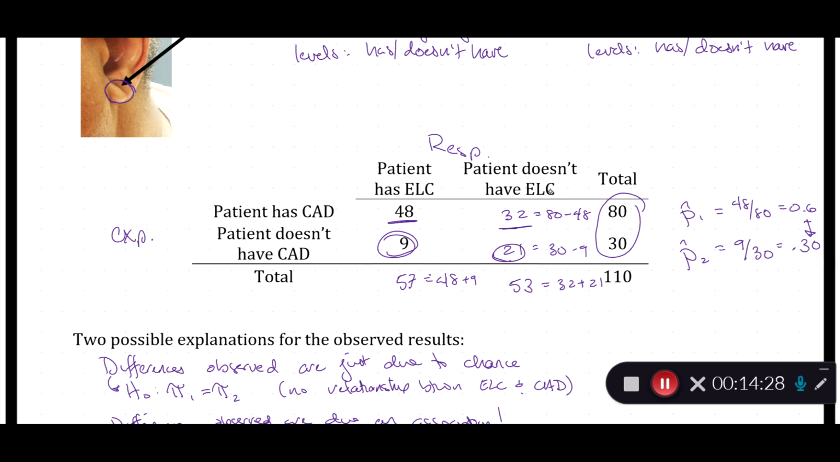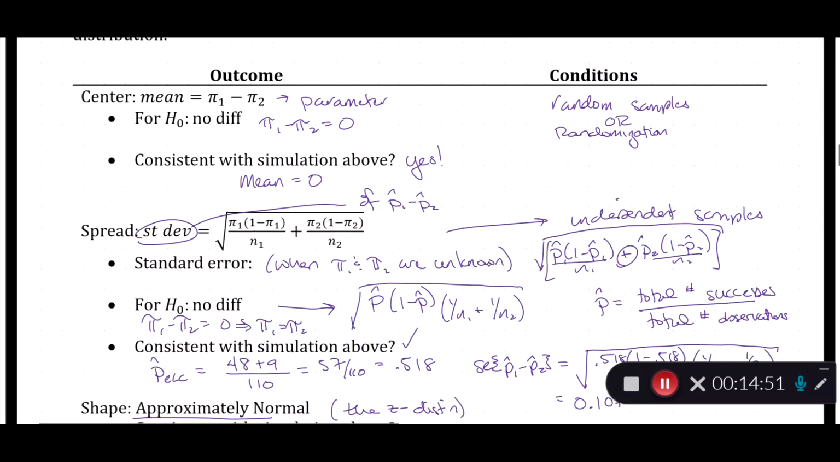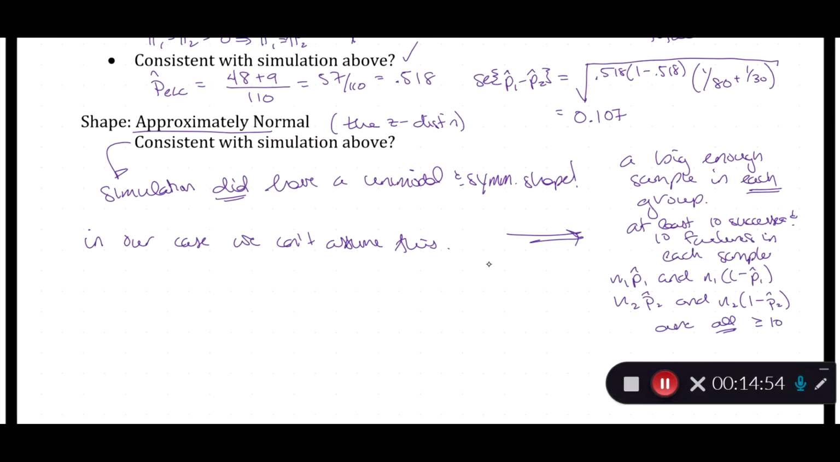So we have at least 10 successes and 10 failures in group 1. There are 48 and 32 successes and failures respectively, but there are not enough successes in the second group. We only have 9 successes and 21 failures in the second group. Because there are only 9 successes in the second group, we have not satisfied that condition. We need at least 10 successes and failures across all 4 categories. So in our case, we can't assume this. We do not have big enough samples.